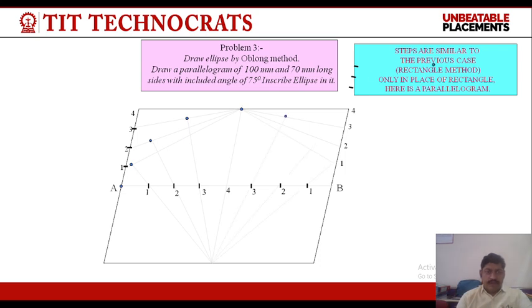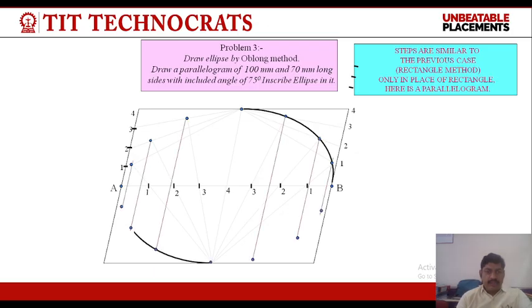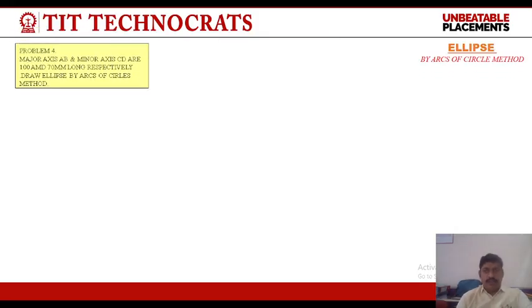Like this, we draw an ellipse with the help of the oblong method. This oblong method is also known as the parallelogram method.